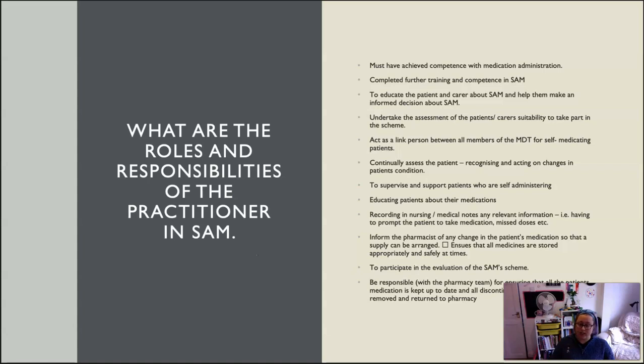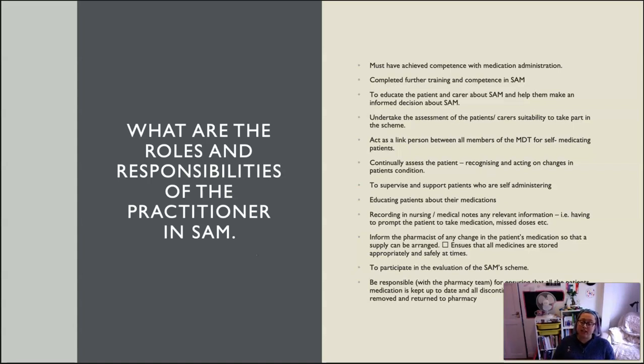As I said, you might need to undertake the assessments for their suitability. You might need to act as a link person between all members of the multidisciplinary team for the self-medicating patients, to see whether they need support, further guidance or further equipment. The patient might need to be continually assessed, recognising and acting on any changes in their condition, making sure that the patient understands they can reach out for support, that they know who to talk to if they're worried, if they've lost their confidence, or if they need extra equipment, and that these patients are educated about what their medicines are for and why they're taking them.